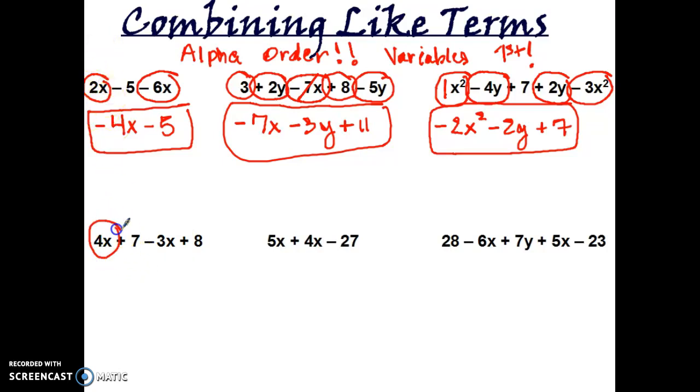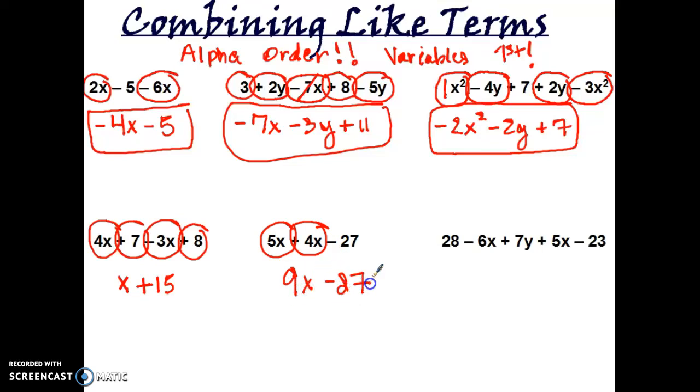All right, 4x and negative 3x combine to give us x, or 1x. We're too smart to write the 1. Positive 7 plus 8 gives me 15. Okay, 5x and 4x, even though I kind of looped them both together, gives me 9x. Minus 27 is lonely.